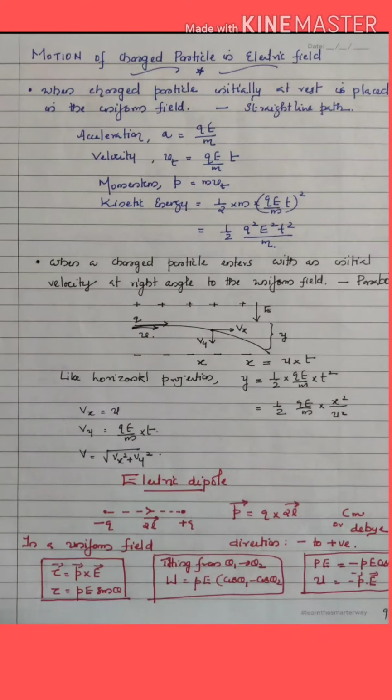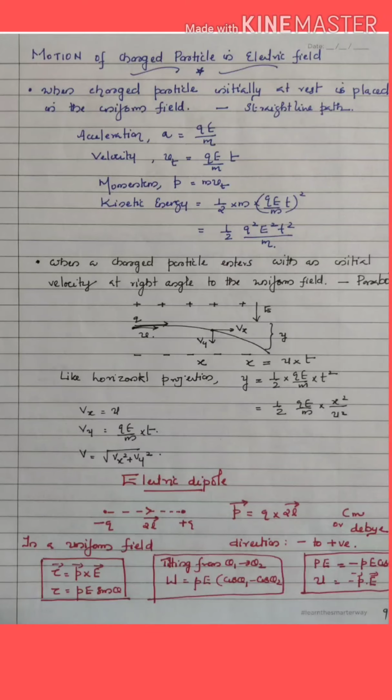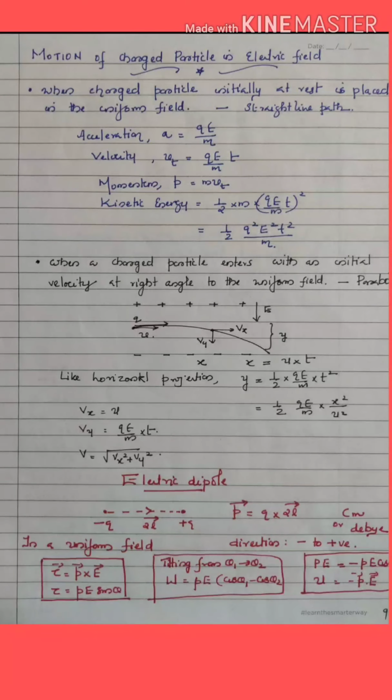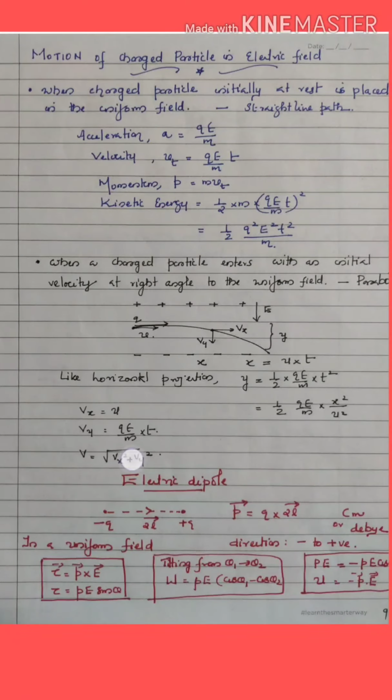Look, the horizontal velocity at any point is a constant, and the vertical velocity is qE by m into t. Then we can easily find the speed at any point as the root of vx square plus vy square.